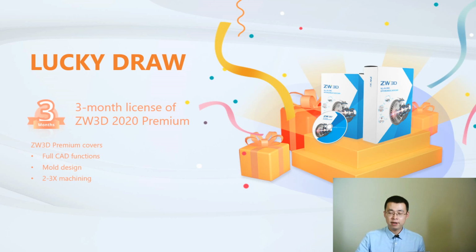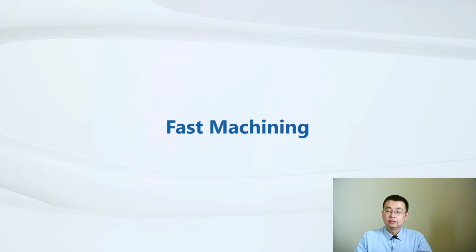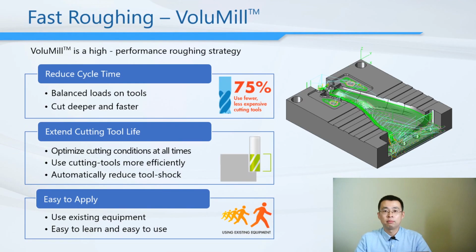Okay, let's get back to what we have today on the content. The second section, let's check the features to help you experience fast machining. In this part, I'll introduce several very important features and very unique technologies in ZW3D CAM that help you do faster machining. You know, in today's market, saving time is the key to winning. Okay, let's begin. The first one I'd like to talk about is volume mill for ZW3D.